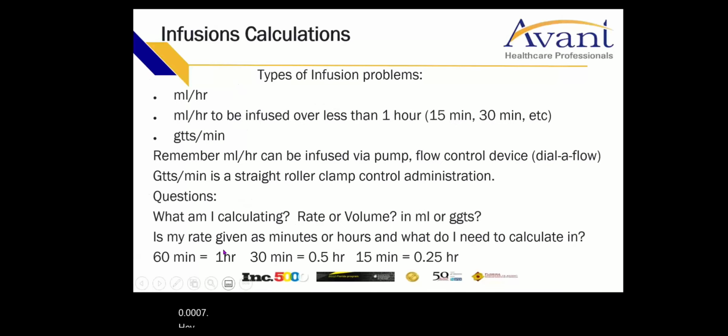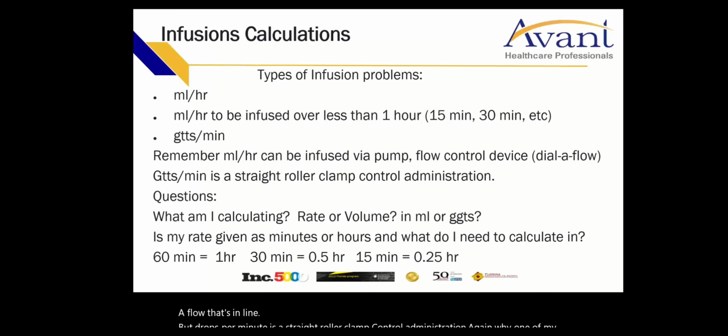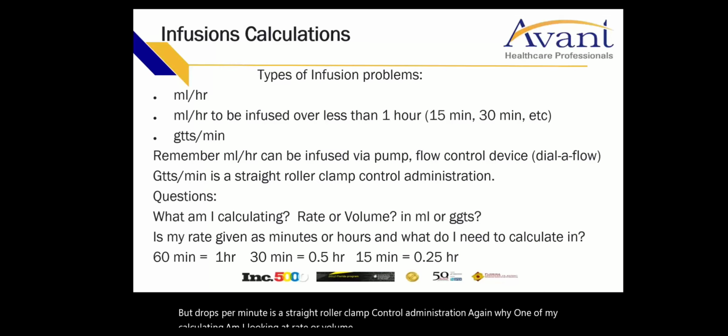Okay. All right, types of infusion problems, typically milliliters per hour, or milliliters per hour to be infused over less than an hour or sometimes more than an hour, and then drops per minute. Remember that milliliters per hour can be infused via a pump or a flow control device like a dial-a-flow that's inline. But drops per minute is a straight roller clamp control administration. Again, what am I calculating? Am I looking at rate or volume or milliliters or drops? And is my rate given to me in minutes or hours, and how do I need to calculate it? Remembering that a half an hour is 30 minutes, a quarter of an hour is 15 minutes.